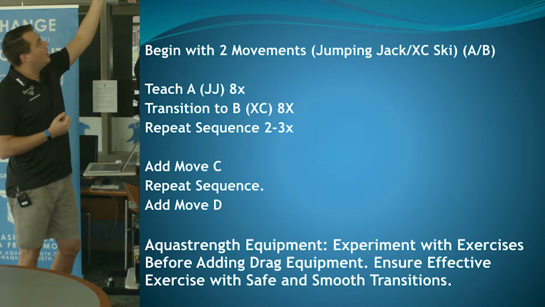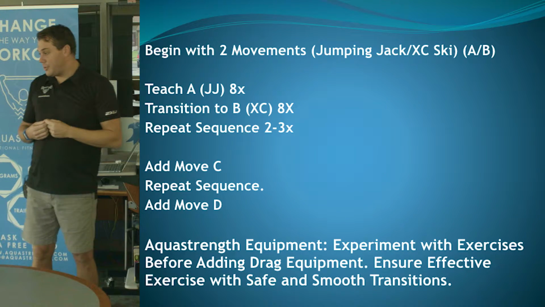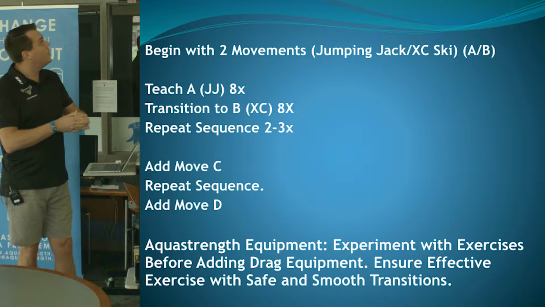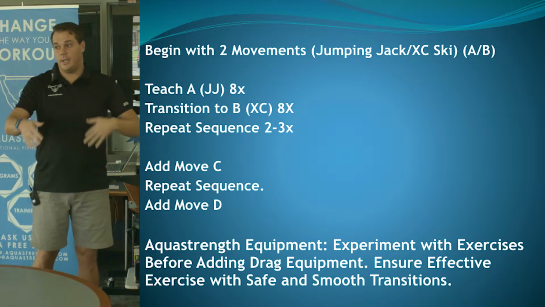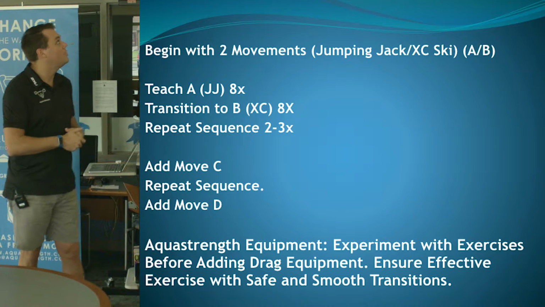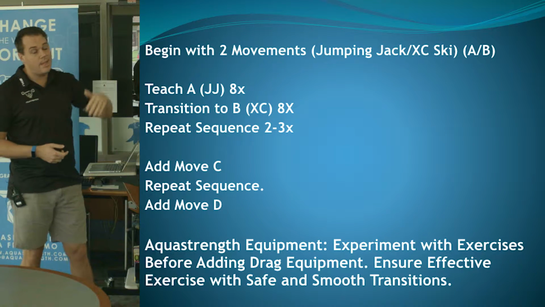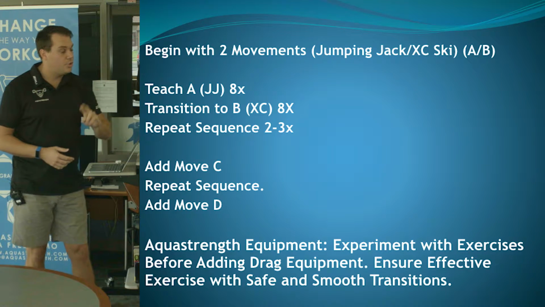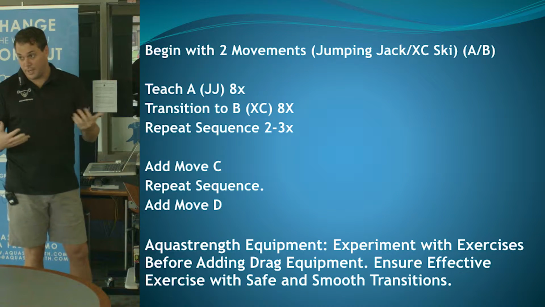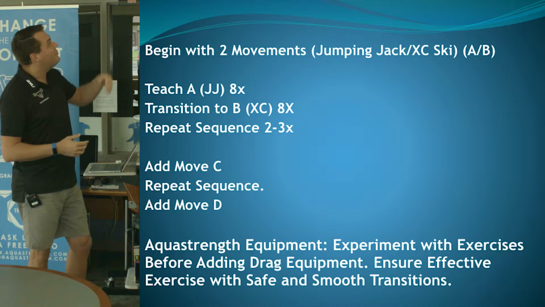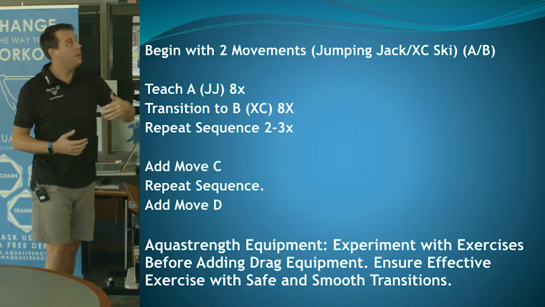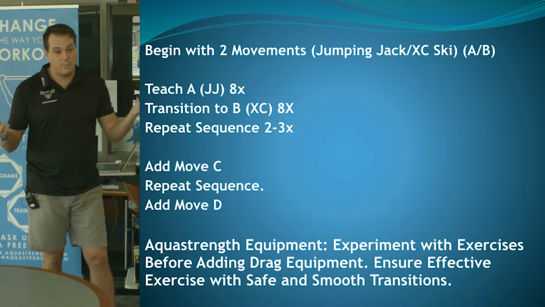So you teach a jumping jack 8 times, and you do that with your class. So they do 8 jumping jacks, out and in, 8 times. And then you transition to your cross-country ski 8 times. So now you have 2 different moves together. And you may decide to repeat that sequence or that combination 2, 3, maybe 12 times, depending on, again, the group. And after they do that, you go back to the top, and you teach A and B, and then you add C, which could be whatever move you want it to be.